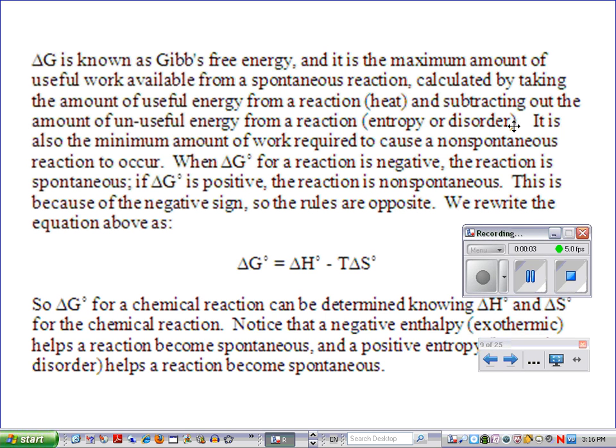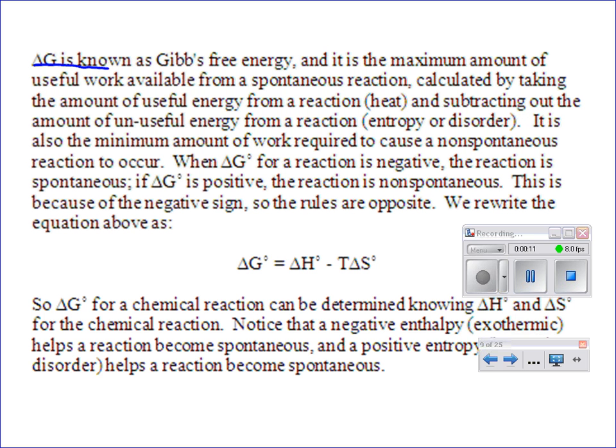Okay, so today we are looking at free energy, delta G. On this page you can see there's a definition: delta G is known as Gibbs free energy, and it's the maximum amount of useful work available from a spontaneous reaction, calculated by taking useful energy from your delta H and subtracting the amount of unuseful energy, entropy. That's all confusing.